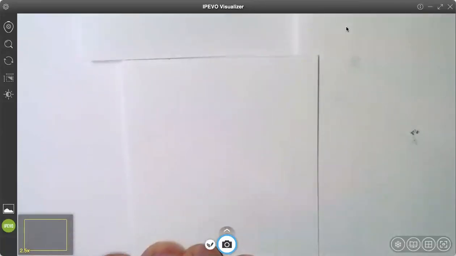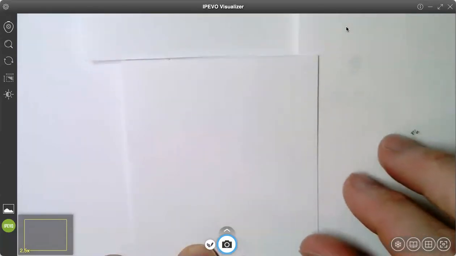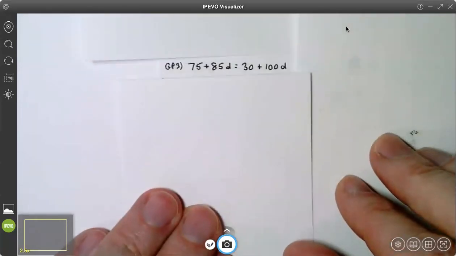Let's do one more. Write an expression for renting something that costs $75 plus $85 per day. $75 plus $85 per day. Now, to the right of that, write an expression for something that costs $30 plus $100 per day. $30 plus $100 per day. And then put an equal sign between them.